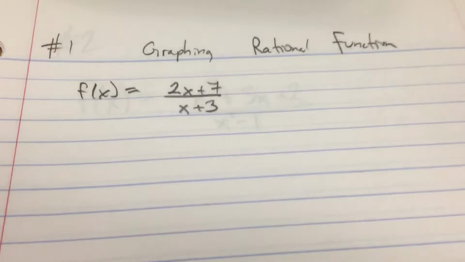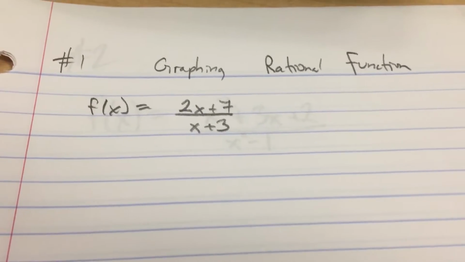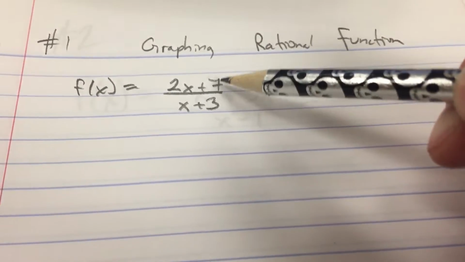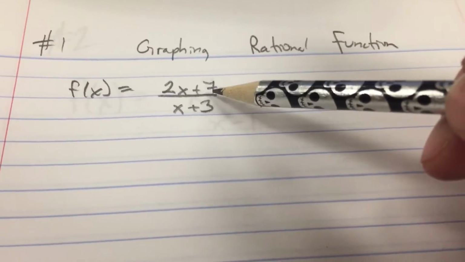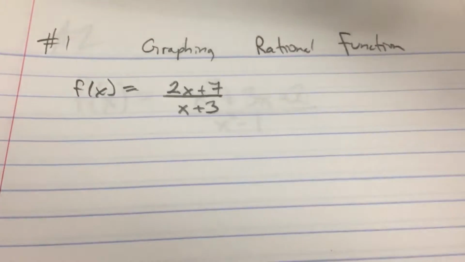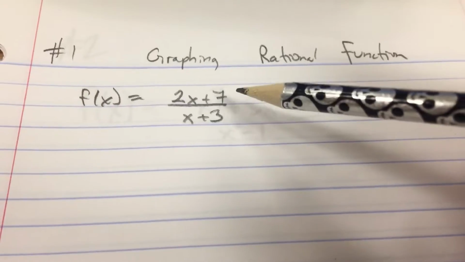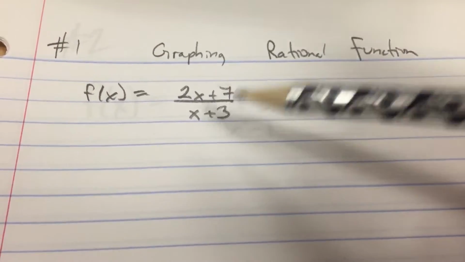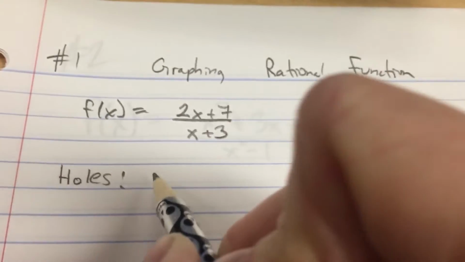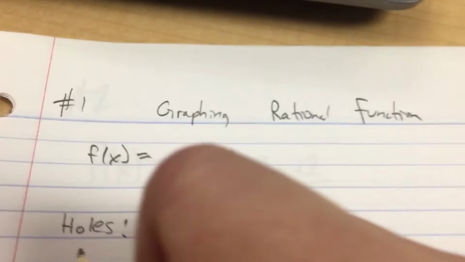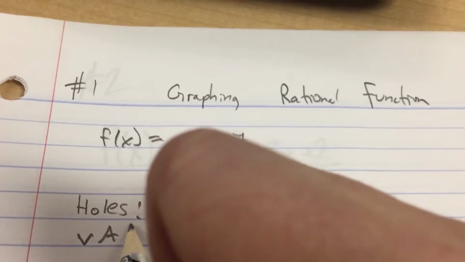So the first thing I want to do is figure out my points of discontinuity, any holes and any asymptotes. So I want to see if I can factor anything out. Between a 2x and a plus 7, there's nothing to factor. X plus 3, there's nothing to factor. So there's nothing in common between my numerator and denominator, no binomials. So that means for my holes, I have none.